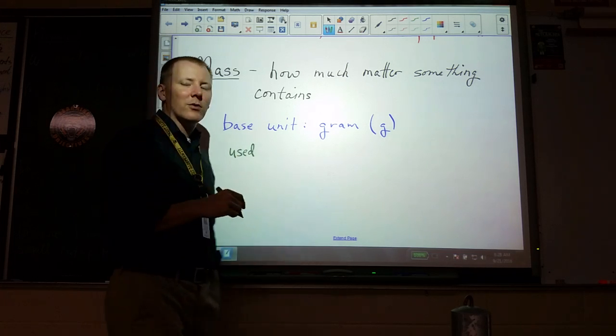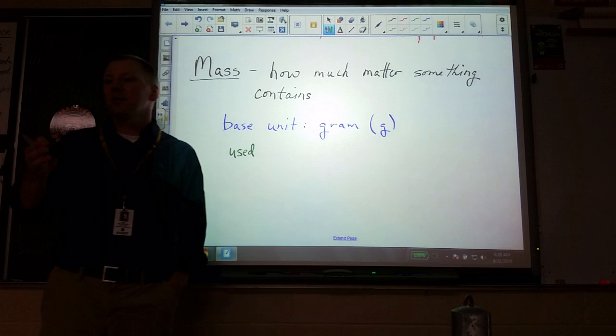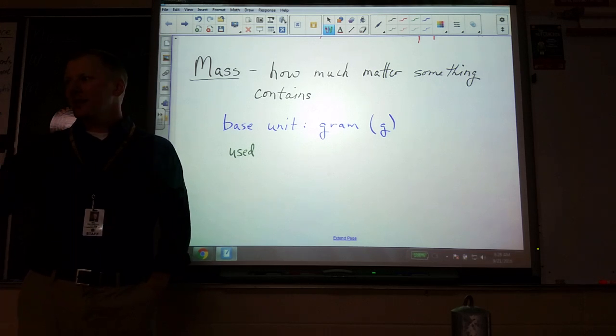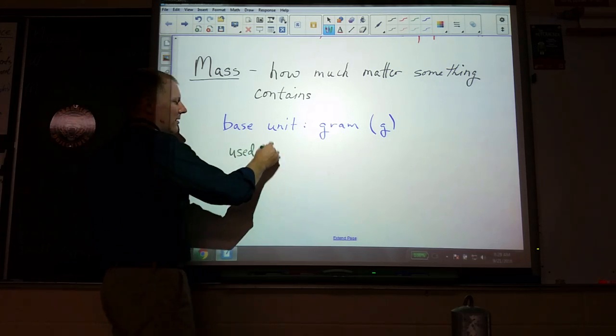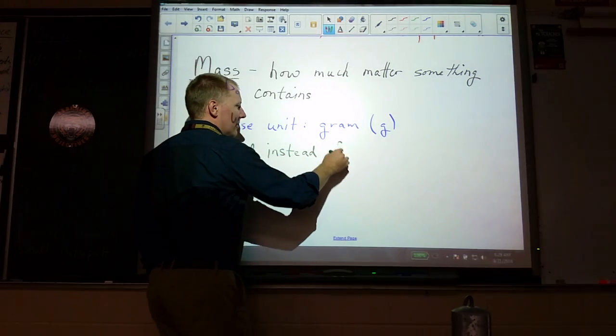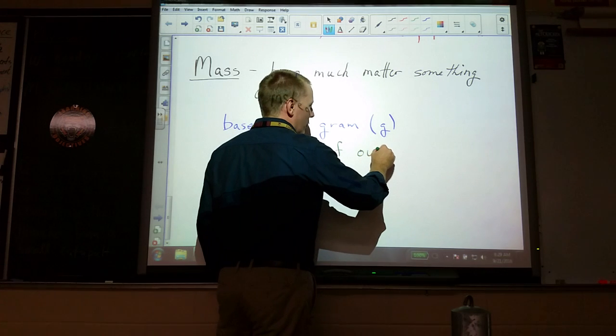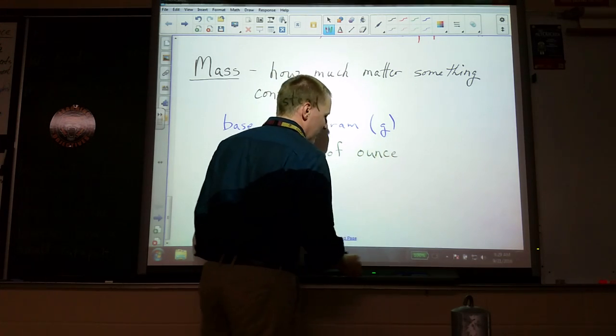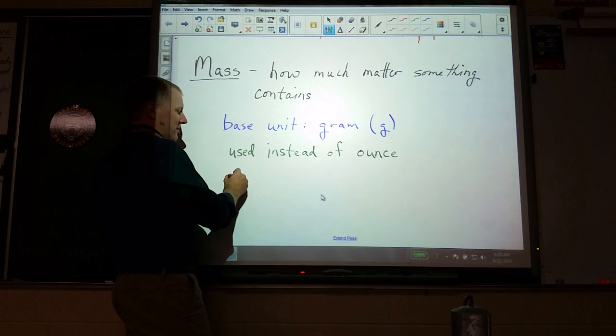What would we use in the US to measure essentially weights, but masses, instead of a gram? Anything we would measure with ounces, the rest of the world basically measures in grams.